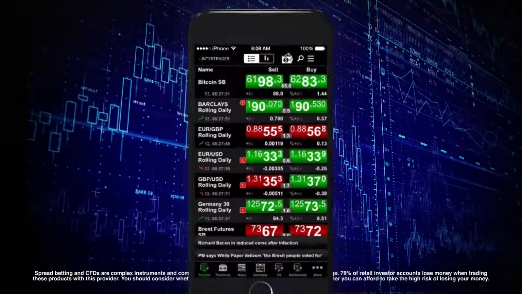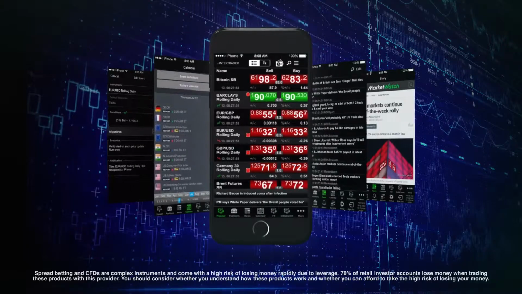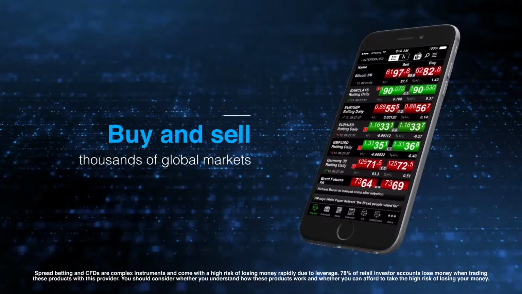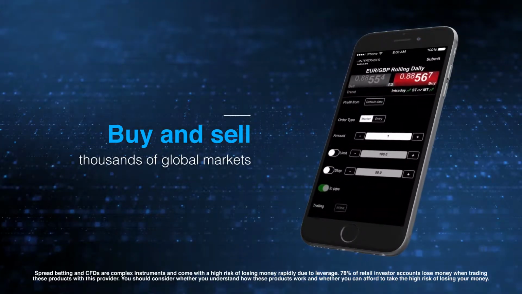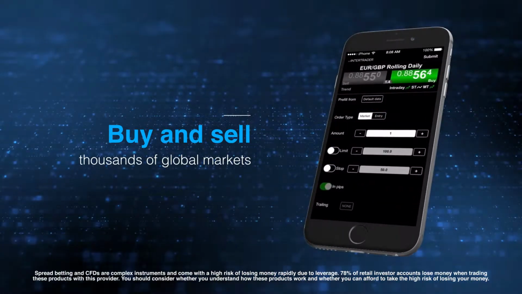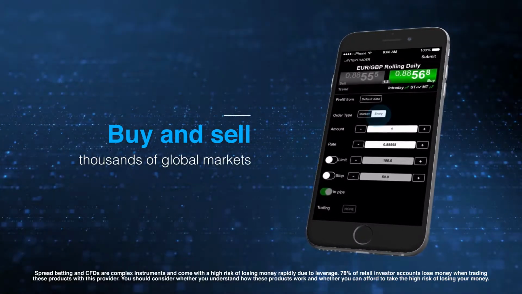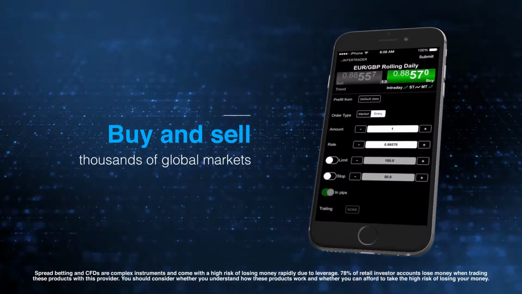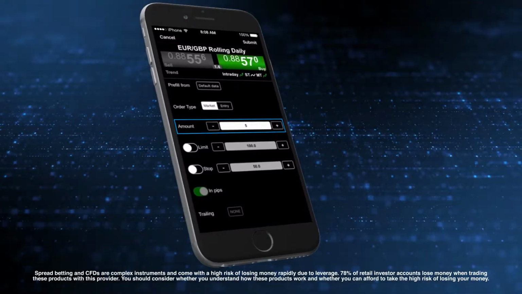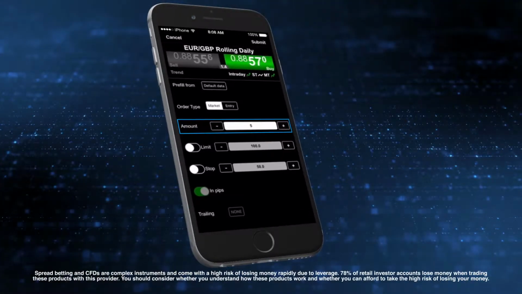The Intertrader Mobile App puts a full trading and research service in the palm of your hand. Tap the buy or the sell price to bring up a trading ticket. First, decide whether you're placing a market order to trade at the live market price or an entry order to trade if it hits a certain price.